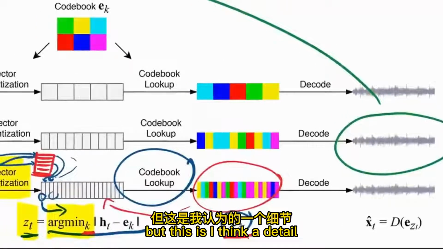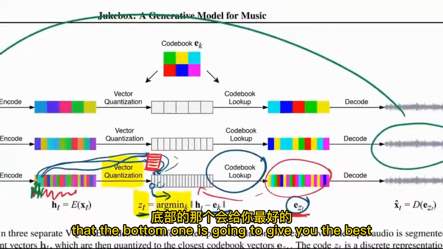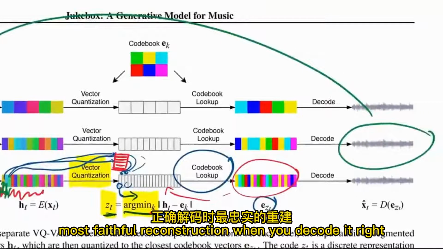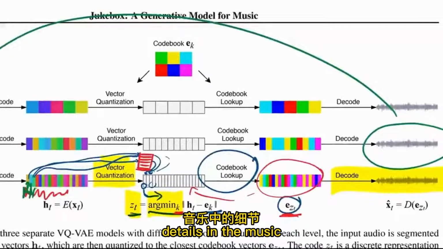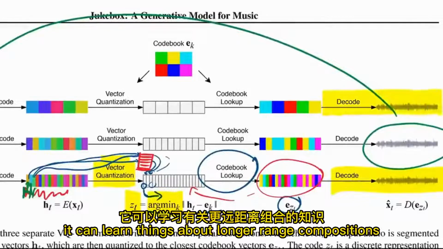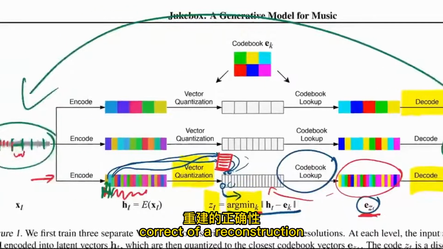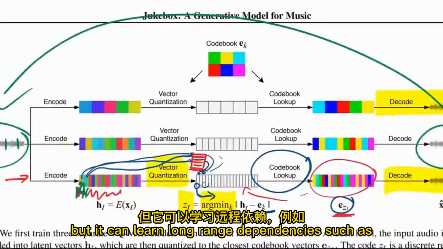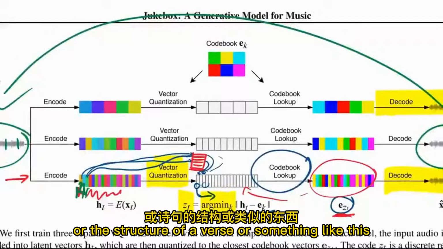But this is, I think, a detail. And you're going to do this at different scales. Now you can imagine that the bottom one is going to give you the best, most faithful reconstruction when you decode it, right? But it is also going to learn about the kind of details in the music, the short-term details. Whereas this coarse-grained one can learn things about longer range compositions. It might not produce as correct of a reconstruction, but it can learn long-range dependencies, such as the structure of a song or the structure of a verse or something like this.